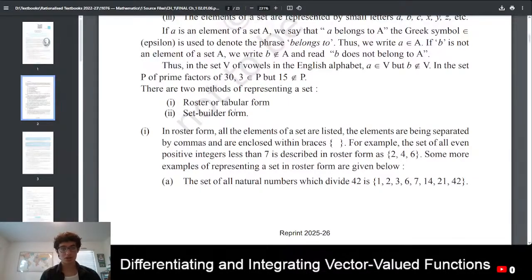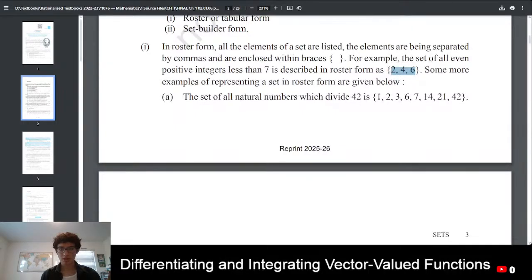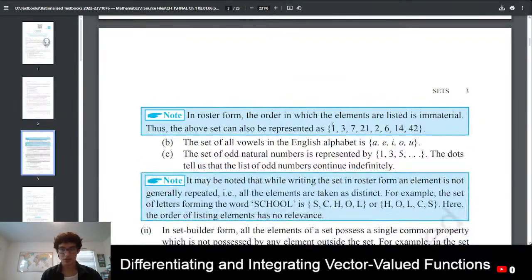Now this is where it gets a bit interesting. You can have a roster or tabular form where you just list out everything. To do that, you put curly brackets and then you put each of the elements and separate them with commas. So 2, comma 4, comma 6. You don't put a comma after the last one. It's like a grocery list: milk, comma, bread, comma, bananas. So that's roster or tabular form. You basically just list out everything.